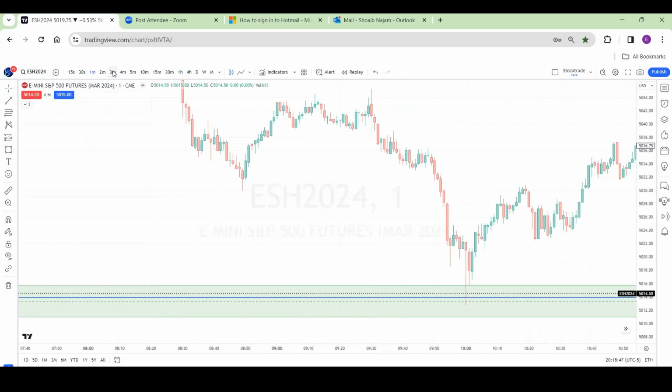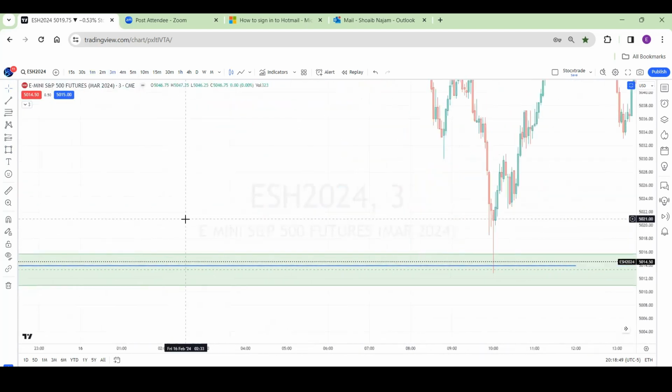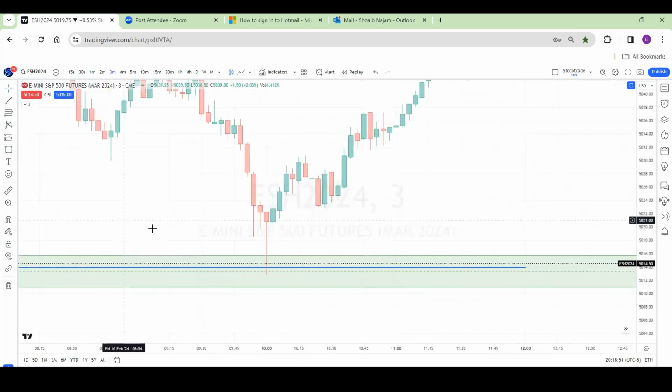On 1 minute, 5 minutes, or 3 minutes, I need to wait for the rejection. If you see this type of rejection, that's good. The market came into the high time frame demand zone, like the 15, 30 minutes or 1 hour demand zone, and from there I am looking for the rejection.